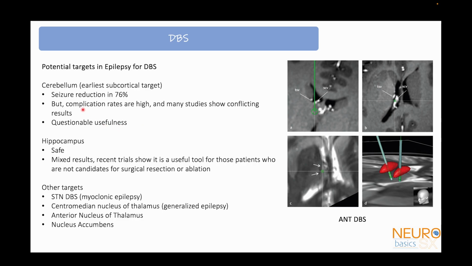Apart from this, there are other targets. The most commonly used one for DBS is the hippocampus, but there have been some mixed results. But recent trials have shown that for patients who cannot undergo resection or ablation, DBS of the hippocampus is a good option. There are a few other targets which can be used, like STN DBS for myoclonic epilepsy, the central median nucleus of the thalamus for generalized epilepsy, the anterior nucleus of the thalamus, and the nucleus accumbens.